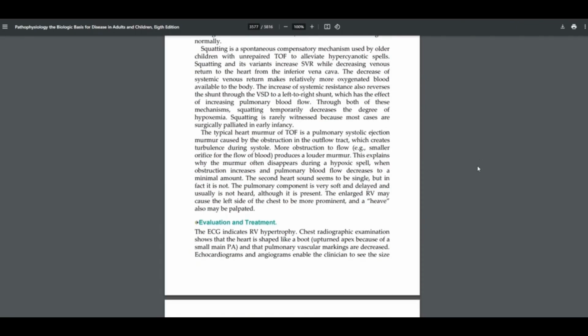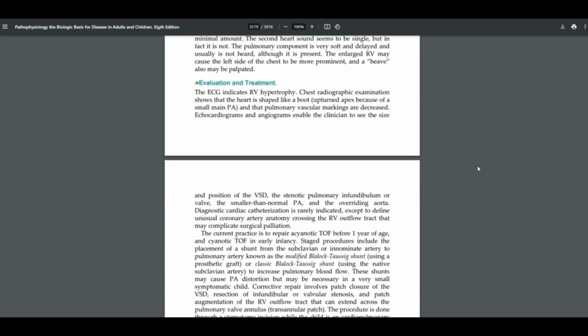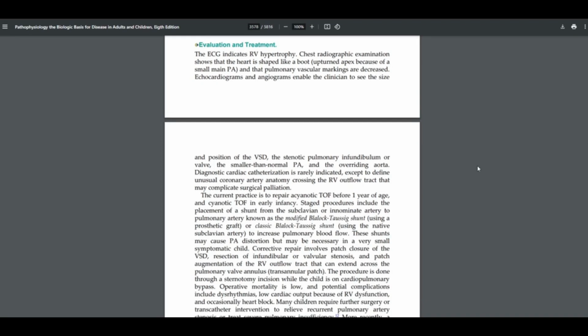So, what is our evaluation and treatment for tetralogy of Fallot? Well, an EKG indicates right ventricular hypertrophy. A chest radiographic exam shows that the heart is shaped like a boot, with an upturned apex because of the small main pulmonary artery, and that pulmonary vascular markings are decreased. Echocardiograms and angiograms enable the clinicians to see the size and position of the VSD, the stenotic pulmonary infundibulum or valve, the smaller than normal pulmonary artery, and the overriding aorta.